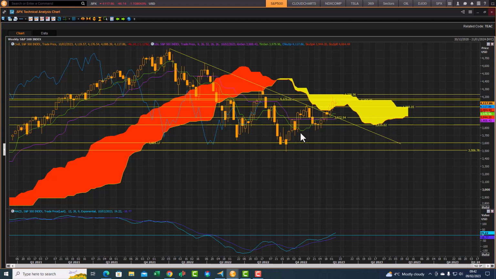But so far, this is a bear market rally on a weekly Ichimoku cloud because price action is still not above the cloud.